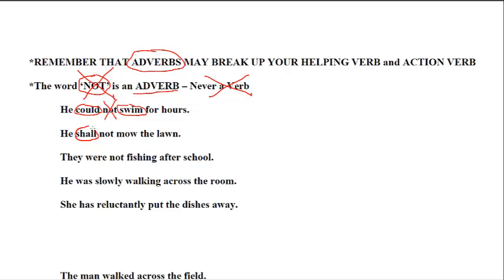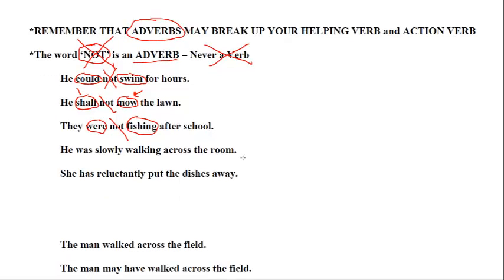He shall not mow the lawn. Helping verb, main action verb. They were not fishing. Okay? Not is not a verb. He was slowly walking across the room. Was is our helping verb. Walking is our main action verb. Slowly is an adverb. That is not part of the verb phrase. The simple predicate in this sentence is was walking.